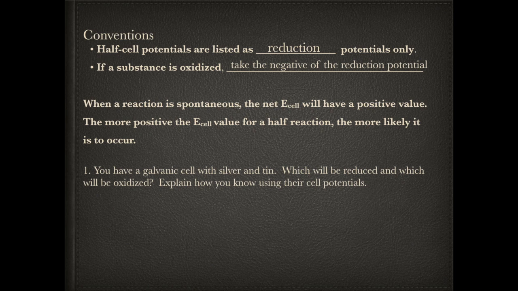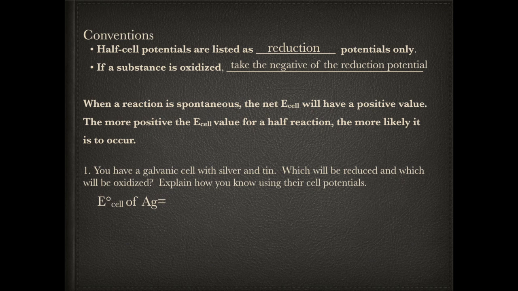This was just to introduce you to the mathematical side of it, but let's look at one example before we finish. If you have a galvanic cell that has silver and tin, which is going to be reduced and which one's going to be oxidized? So let's take the example of zinc and copper, but change the elements. Well, I need to determine the cell potentials for silver and for tin.